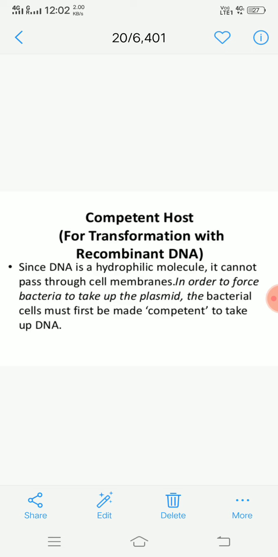In order to force the bacteria to take our plasmid, the bacterial cells must first be made competent to take up the DNA. What is the procedure to make the host competent? Mostly there is one process in which calcium chloride is used. CaCl2 plus heat shock is given to the E. coli cells so that their plasma membrane becomes permeable to take up this rDNA.